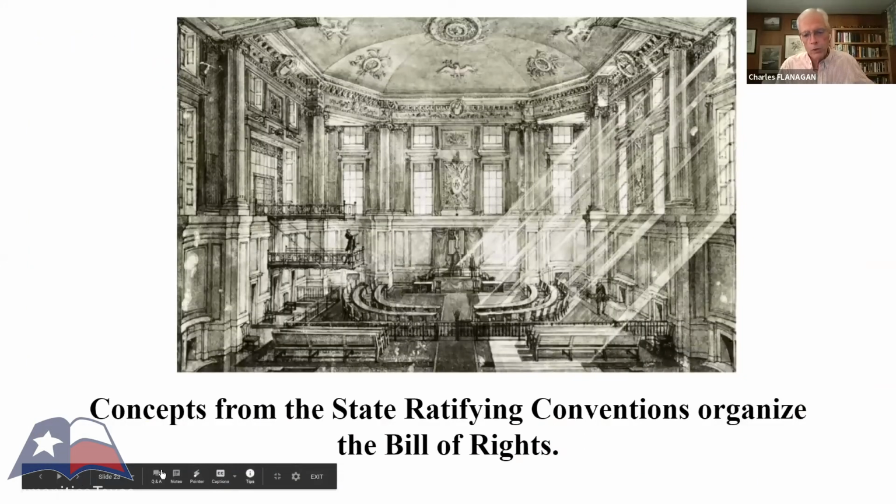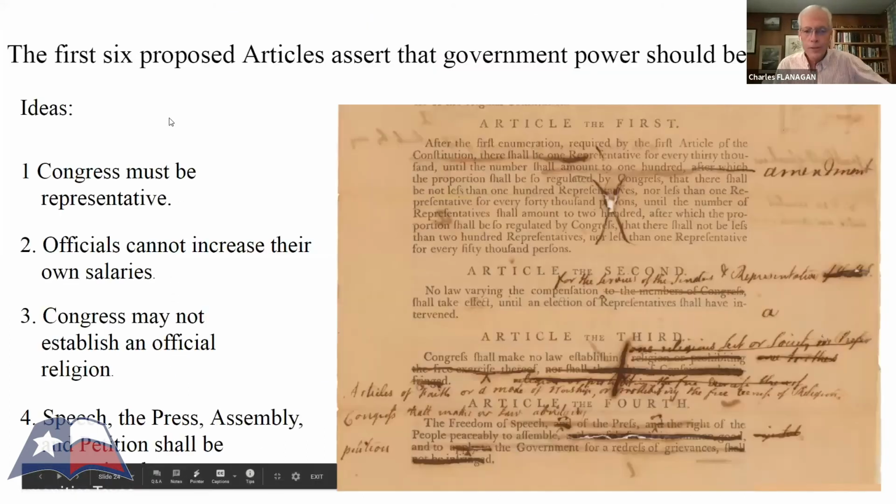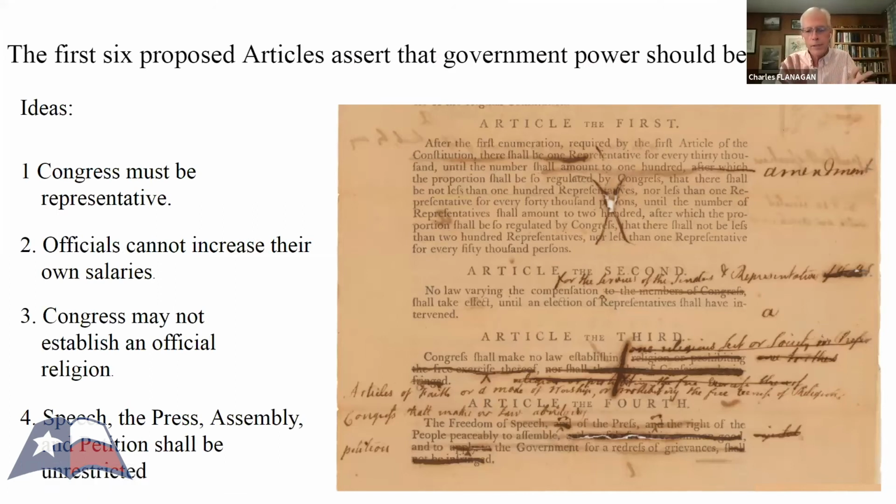And so, you can see, how do concepts from state ratifying conventions organize the Bill of Rights? Well, if you look at that markup, the first 6 proposed articles assert that government power should be limited. And there are 6 specific government powers that should be limited. And so you look at the first one, Congress must be representative. This is an amendment we're going to zoom in on when we do the breakout groups later on. But the idea that the government must be representative. The second, officials cannot increase their own salaries. They can't make participation in government be a career path where they enrich themselves.